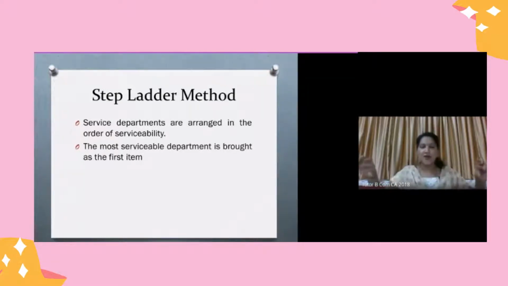In all other cases, we had been arranging that in the horizontal way. But here it will appear like a step when we are allocating or reapportioning the overhead expenses of service departments to the production departments. Here also, we share with the other service departments. Suppose I'm going to share the expense of the service department called canteen, I will not share that with canteen, but with all other service departments and the production departments.